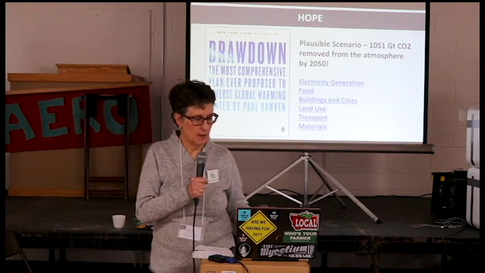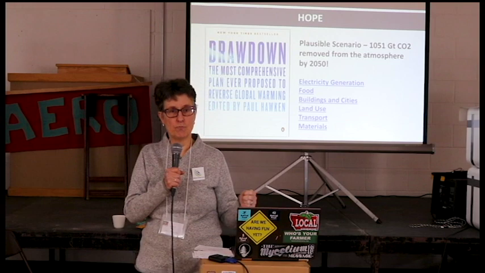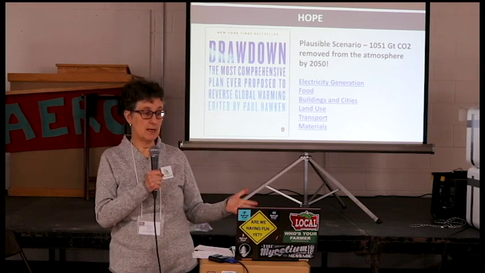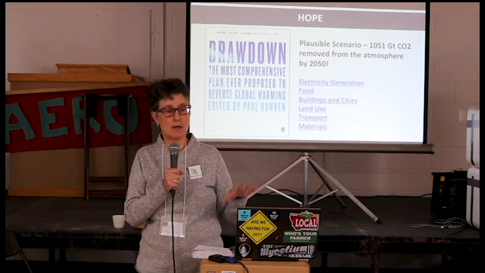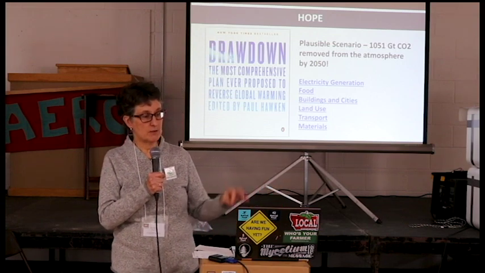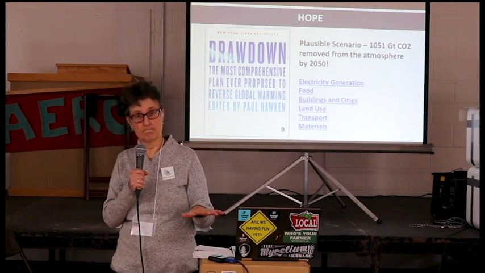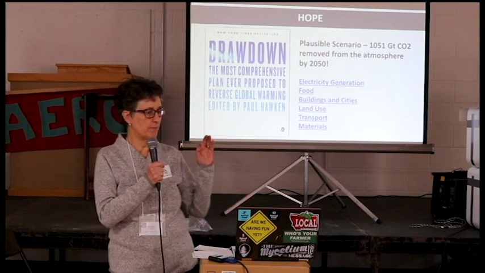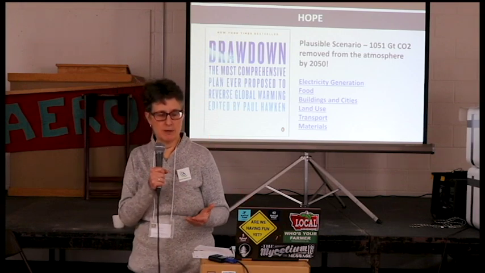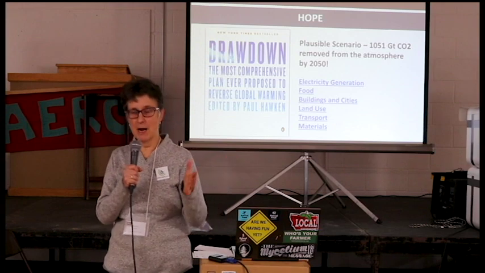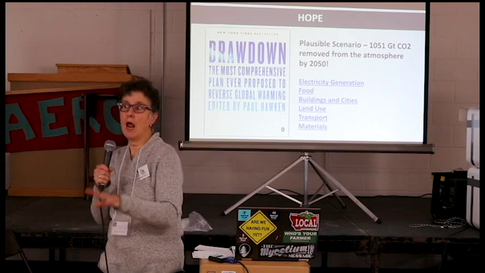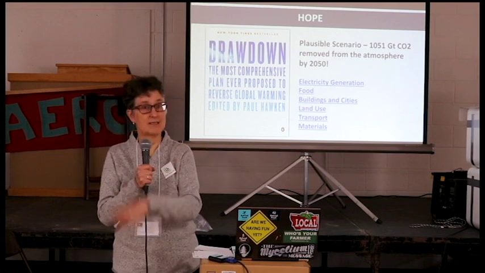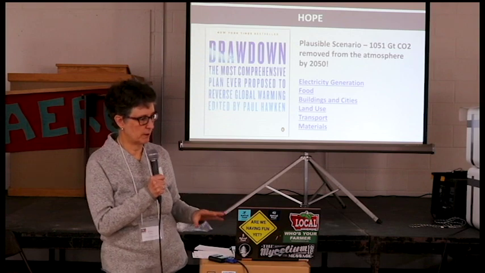Good. And all these different ways, they think that we could really, and the plausible scenario is the most conservative one, we could take down over 1,000 gigatons from the atmosphere by 2050. And they did a fabulous job. They got people from all over the world to work on this. Think about all these ways that you can lower emissions, quantify it by the emissions it would reduce, the cost, and other cost savings. So it's just a fabulous book.